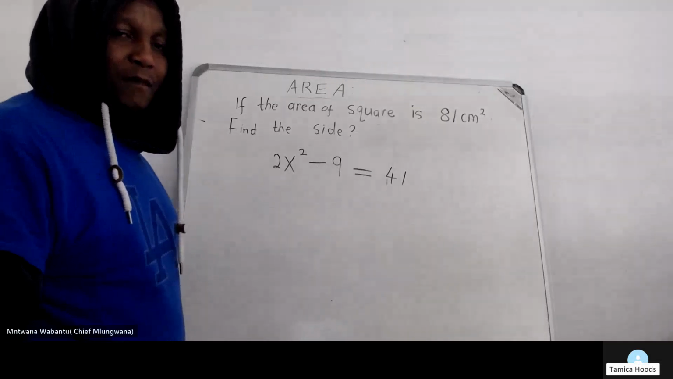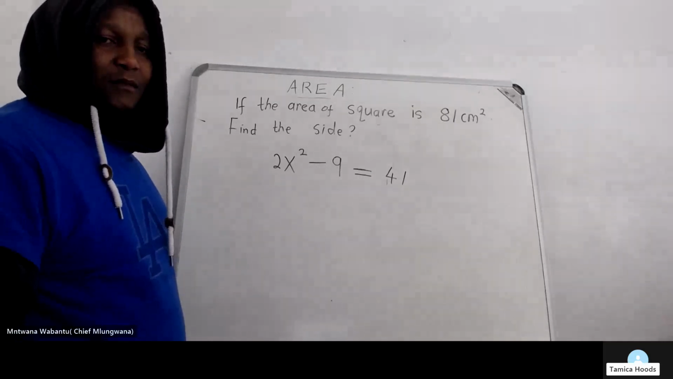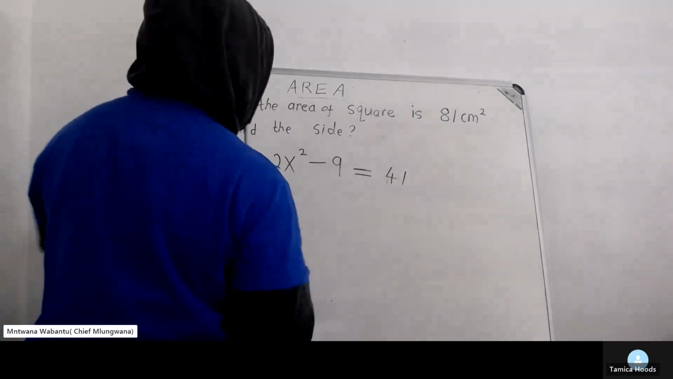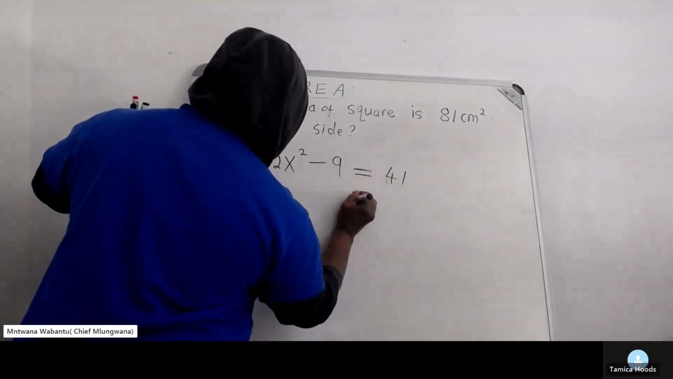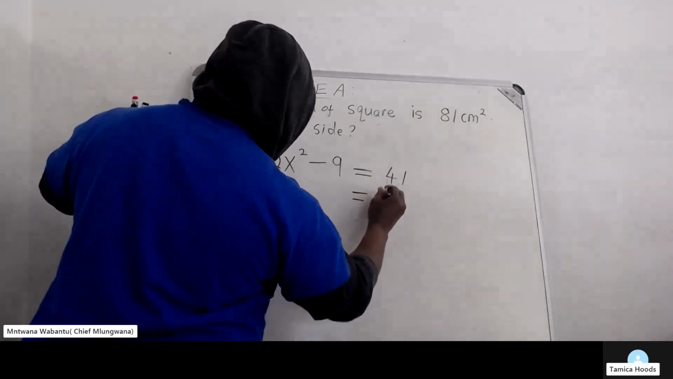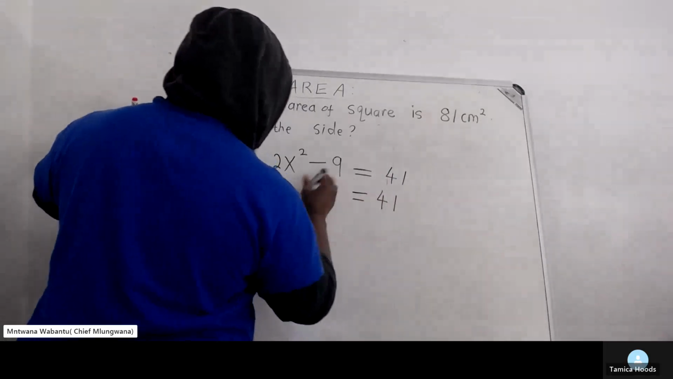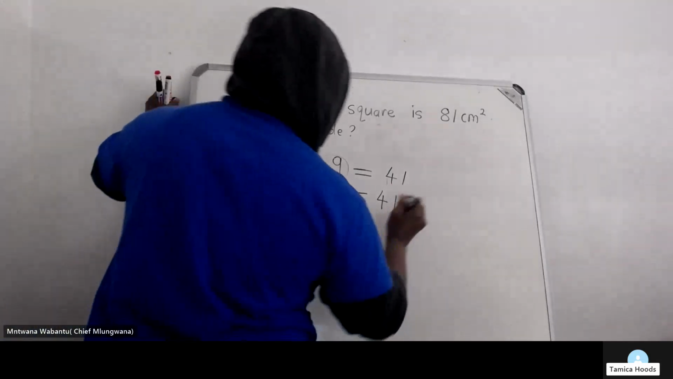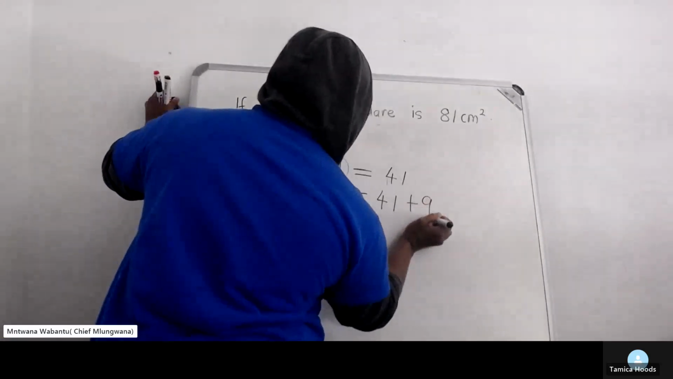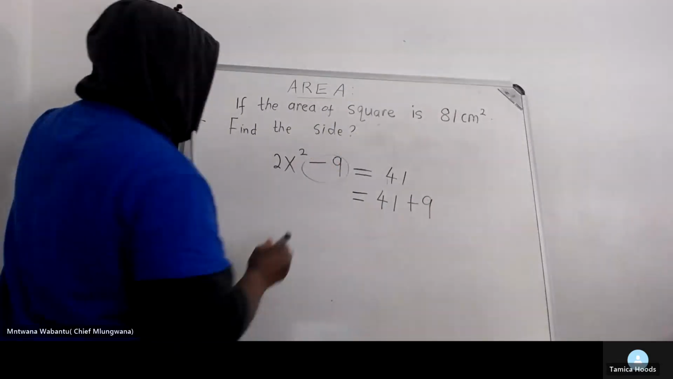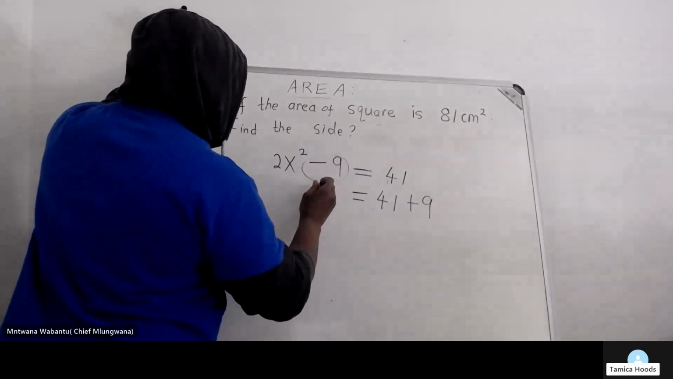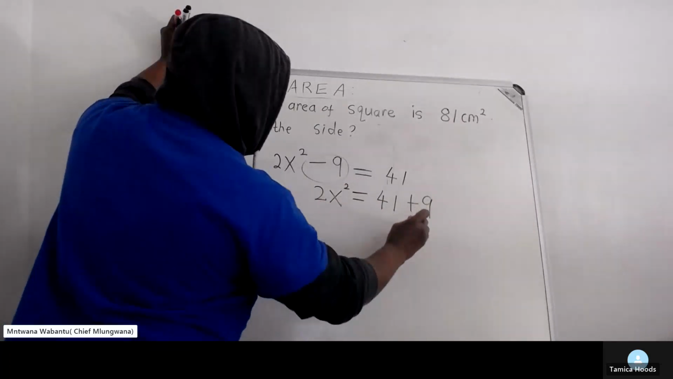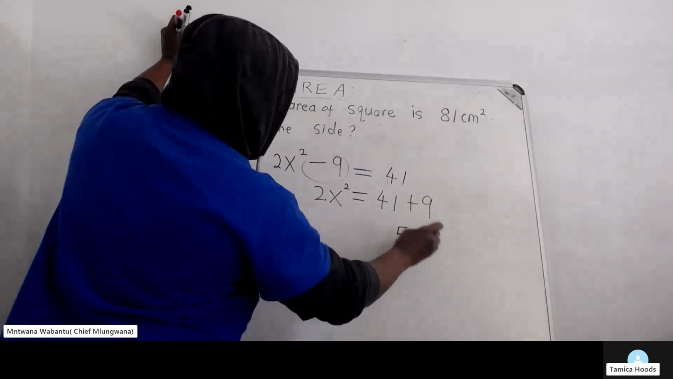We are going to take it to the other side. Yes, because this is a number, it must go to the number. So here I'm going to write my equal sign the way it is, and here I have my 41. And then what happens to negative 9? It's going to become a positive 9. What am I going to be left with on the left? You are going to be left with 2x squared. And then 41 plus 9 is 50.